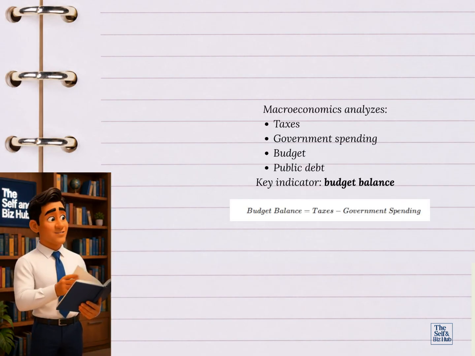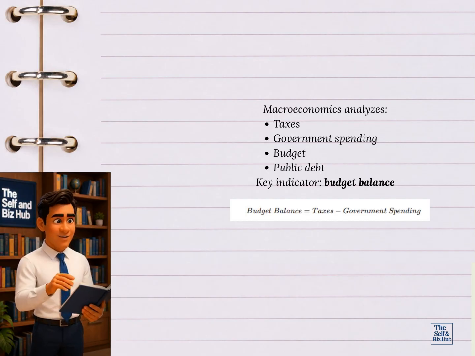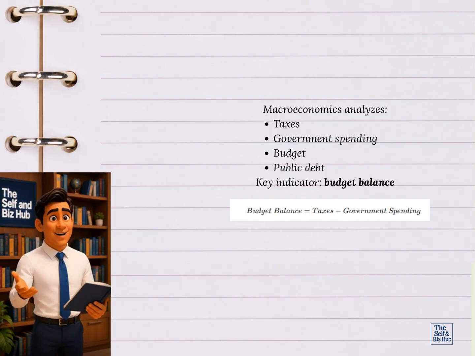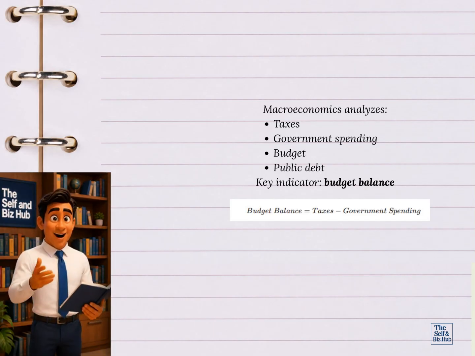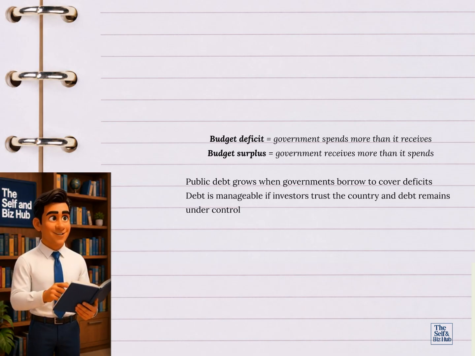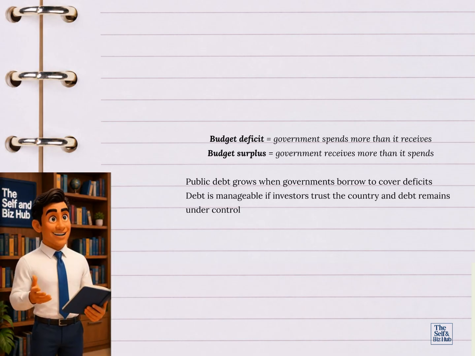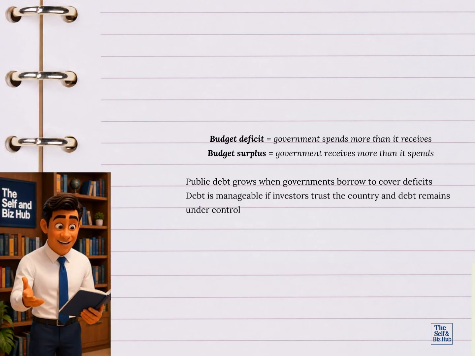This includes taxes, government spending, the budget, and public debt. The main indicator here is the budget balance. If a government spends more than it receives, a budget deficit occurs. If it receives more than it spends, there is a budget surplus. Economists also analyze public debt.